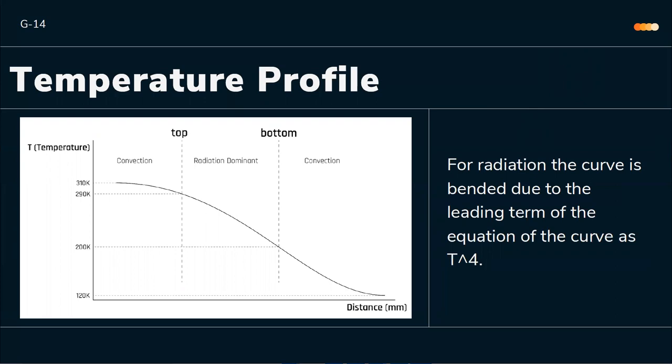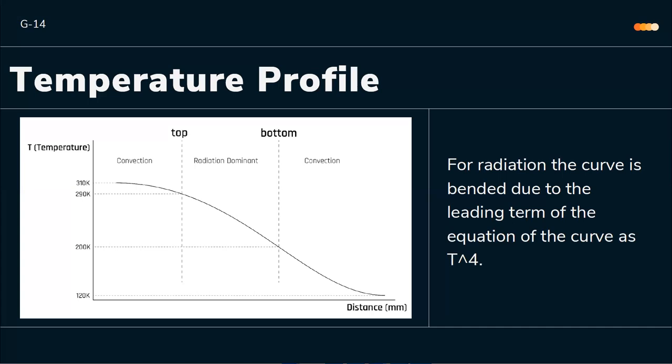For the middle part, radiation is dominant, which can be shown in the succeeding part. The radiation curve is bent due to the leading term of the curve equation being dependent on T to the power 4, where T is the temperature. Furthermore, concavity and convexity of the curve can be determined using heat transfer balance.